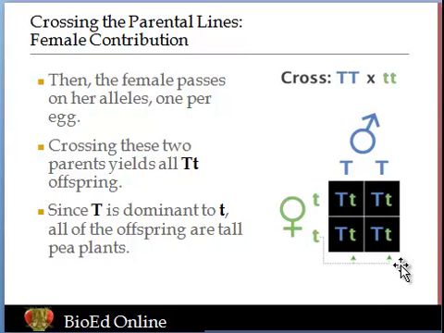Crossing these two pure breeding parents, tall males and short females, ultimately results in offspring that have this genetic combination, uppercase T, lowercase t. Now these are considered heterozygotes, because a genotype with two different alleles, an uppercase letter and a lowercase letter, is known as a heterozygote. In pea plants, the capital T allele masks the effects of the lowercase t allele.